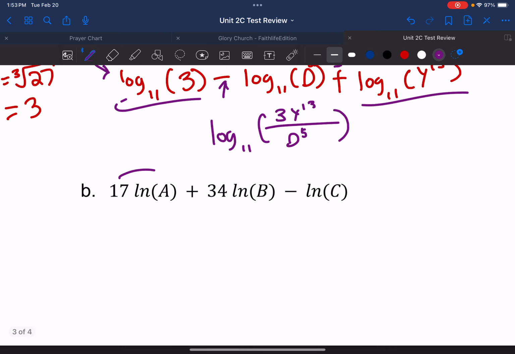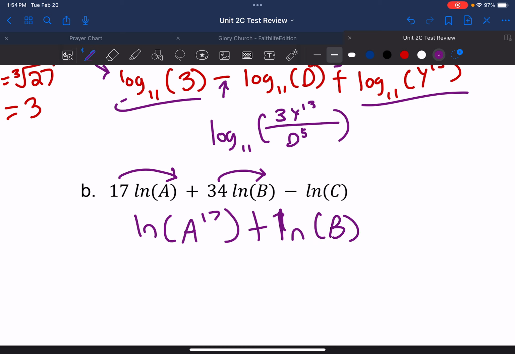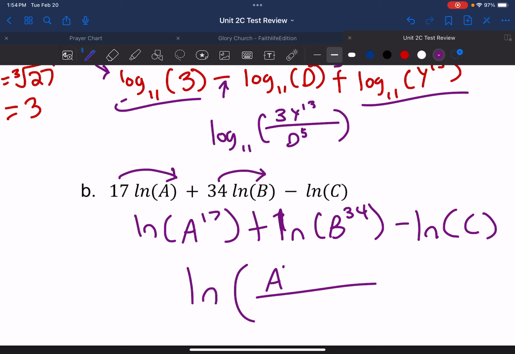Same thing here, to the exponents. Oh, going too fast. ln a to the 17 plus ln b to the 34 minus ln of c. So then addition, because multiplication goes on top, so ln of a to the 17th times b to the 34th over c.